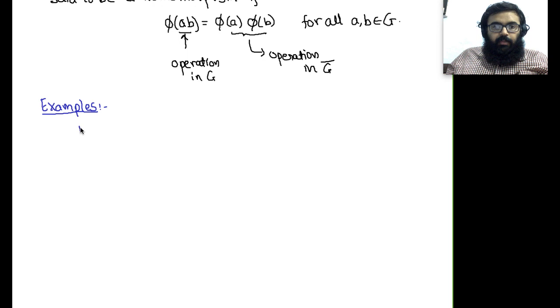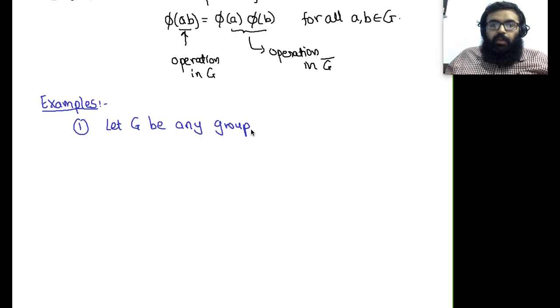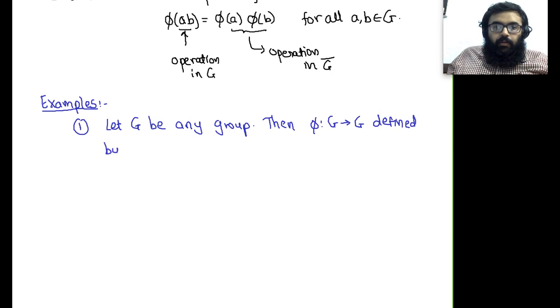So the first example, the easiest one: take any group G, then the identity map from G to G is a homomorphism. So let G be any group. All these examples we have already discussed in the Google Meet, I'm just going through them once again. Let G be any group. Then the map phi from G to G defined by phi of x equals x for all x in G is a homomorphism.